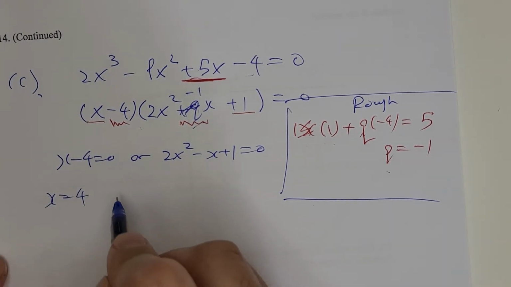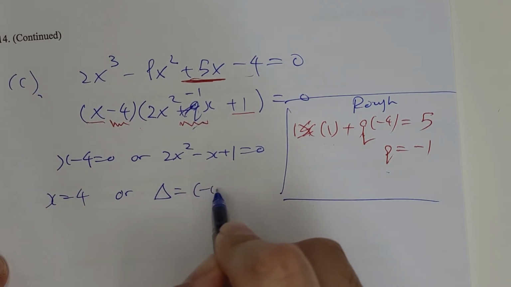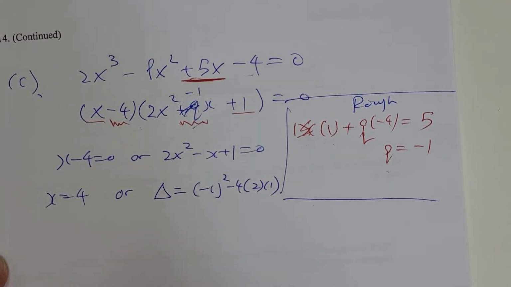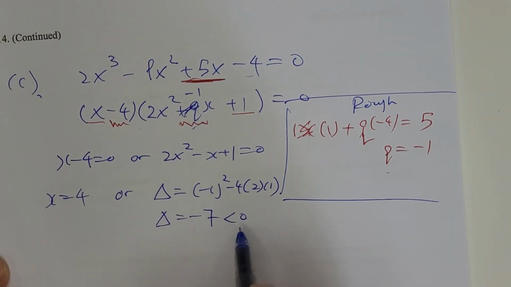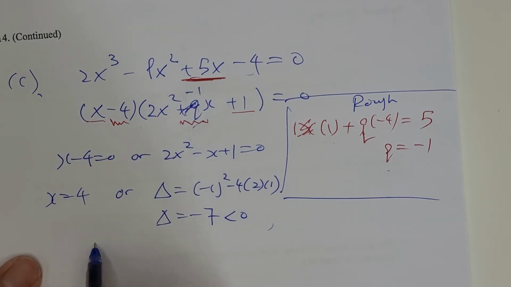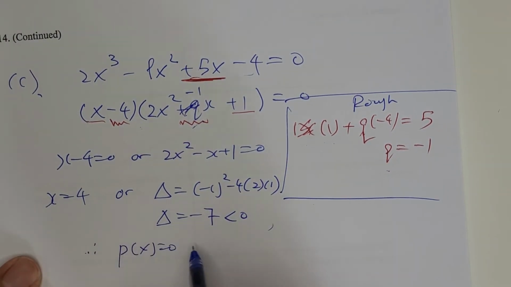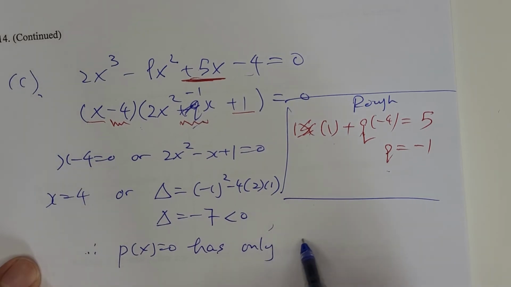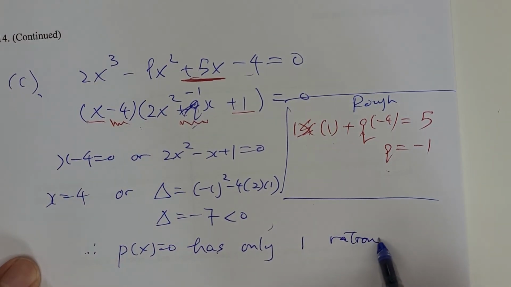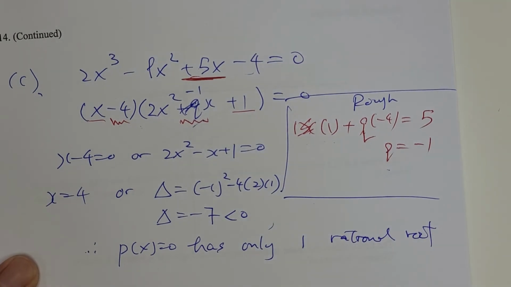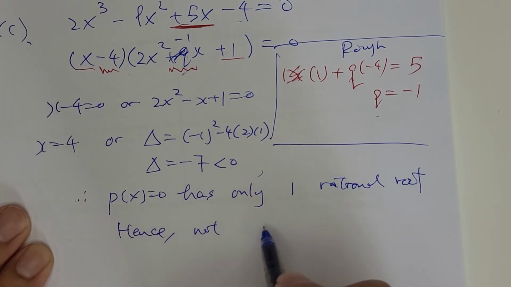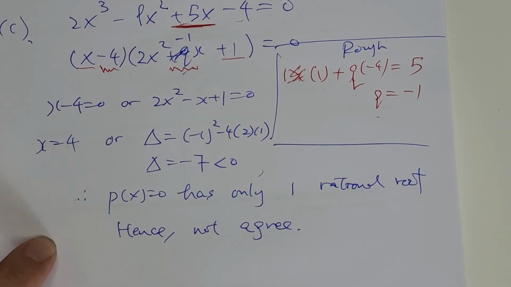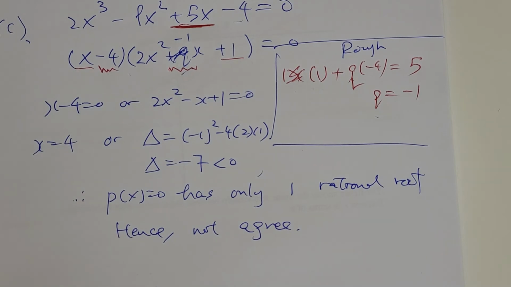If the quadratic has no real root, use the discriminant to present it. The discriminant will be b squared minus 4ac, that is negative 7. You must have this one less than 0. Therefore, the equation p(x) equal to 0 has only one rational root, not two, only one, and hence not agree. Okay, the question said the equation has two rational roots, but no, we just find one only.